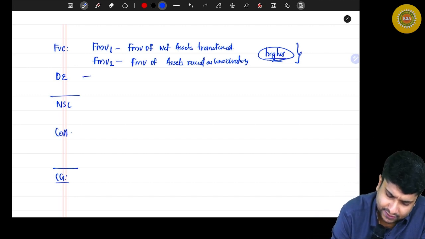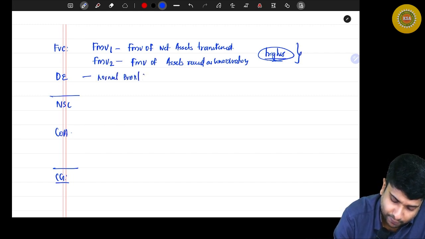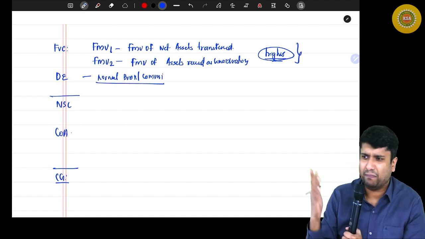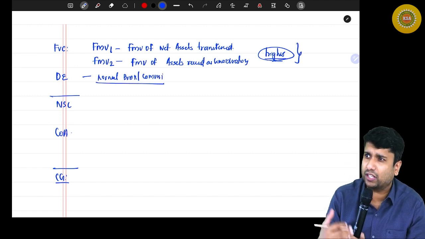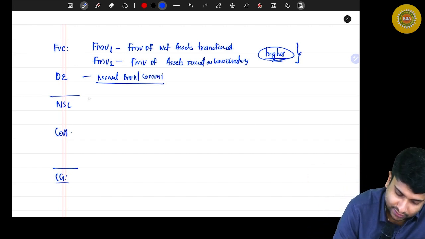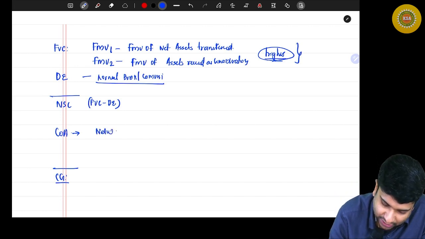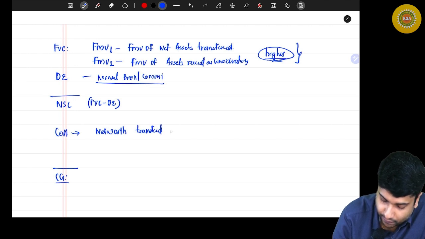What is direct expenses? Normal brokerage or commission. There is nothing special. You take the normal brokerage or commission as the direct expenses. How about net sale consideration? Full value consideration minus direct expenses will be the net sale consideration. How about the cost of acquisition? The department says for the cost, you compute the net worth of the transferred business in the prescribed manner.